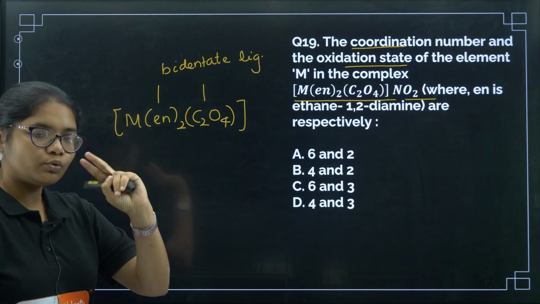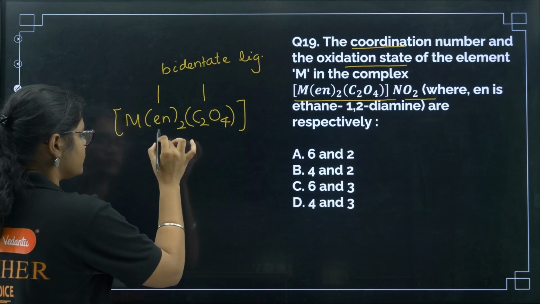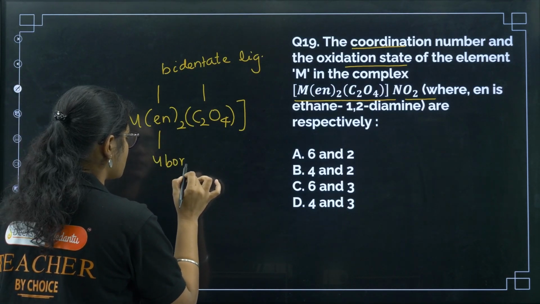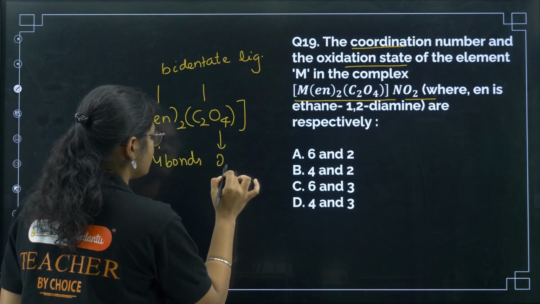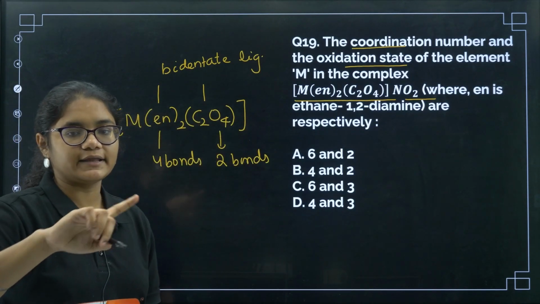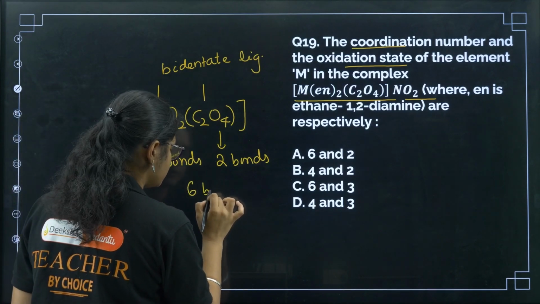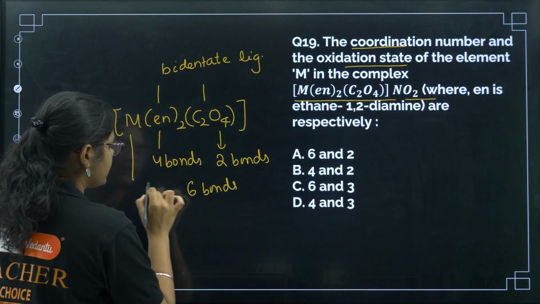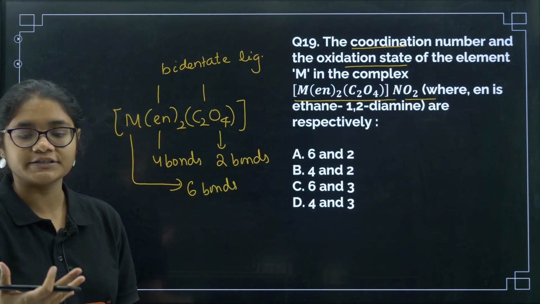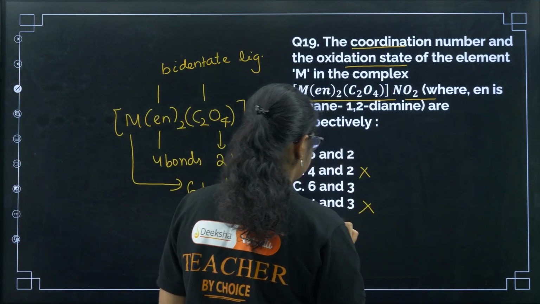So there are total 2 En. 1 En is forming 2 bonds, 2 En will form 4 bonds. So En will form 4 bonds here and C2O4 will form 2 bonds, right? Because this is a bidentate ligand, 1 ligand forms 2 bonds. So total how many bonds will be there? 6 bonds. So the metal is forming 6 bonds, that means the coordination number of the metal is 6. So we can eliminate these 2 options.